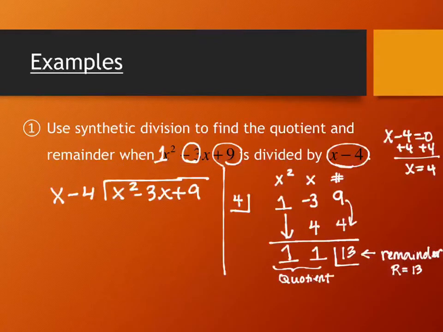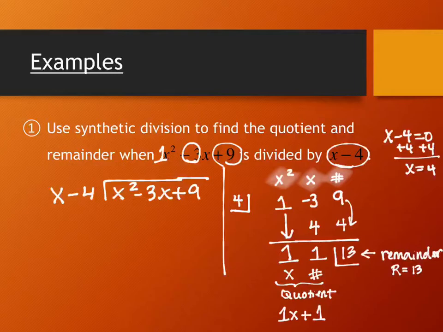My original columns were titled x squared, x, and number, right? Well, as I do my division, I lose one of the powers. So at the end, I have 1 power less. So since I started with x squared, this is now x. And after the x is my number. So what I end up with here is 1x plus 1, or you could just write x plus 1.